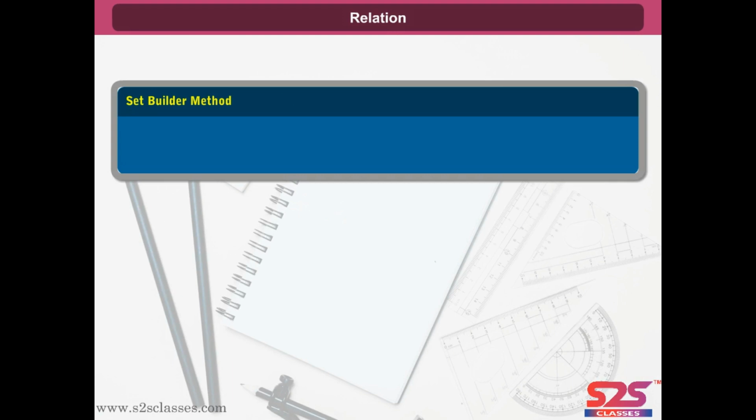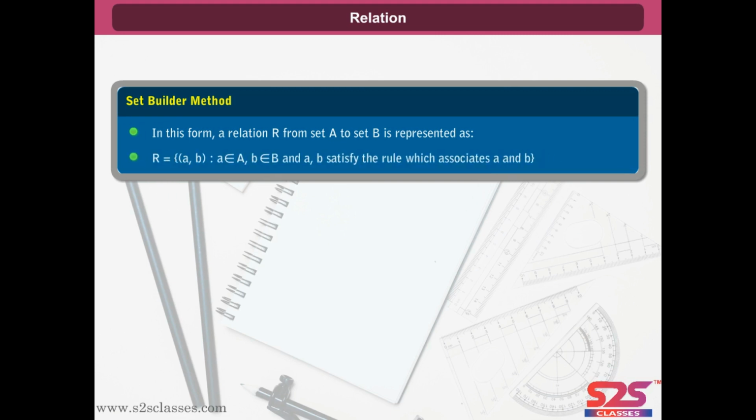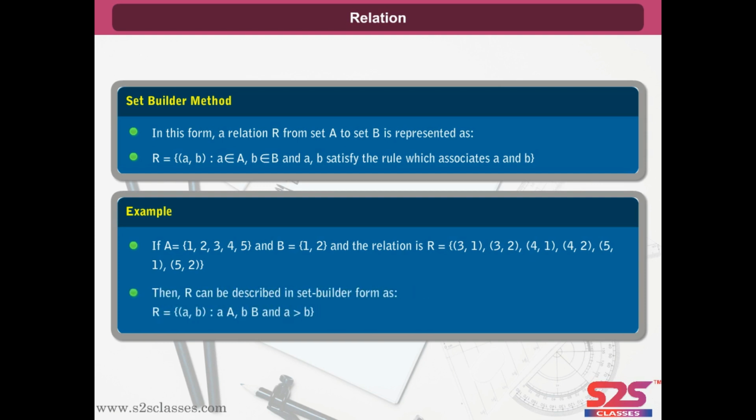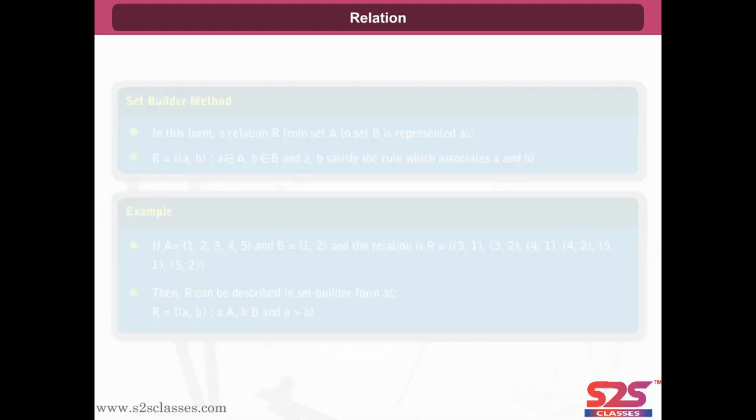Next is the set builder method. In this form, a relation R from set A to set B is represented as shown. Have a look at the example. If two sets A and B are given and also the relation R is given, then R can be described in set builder form as shown.